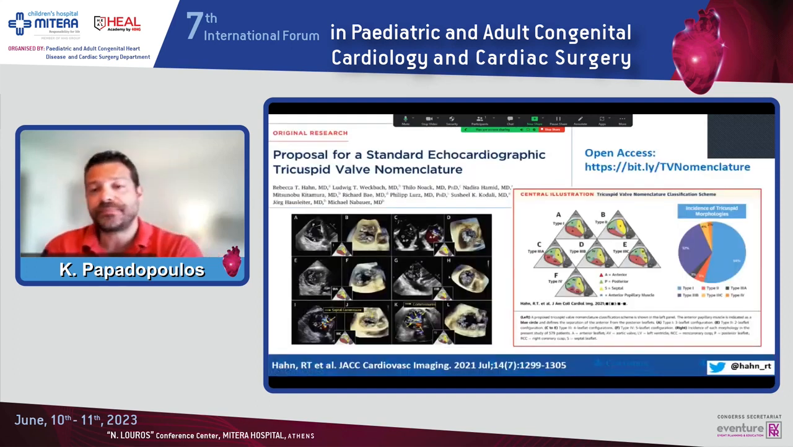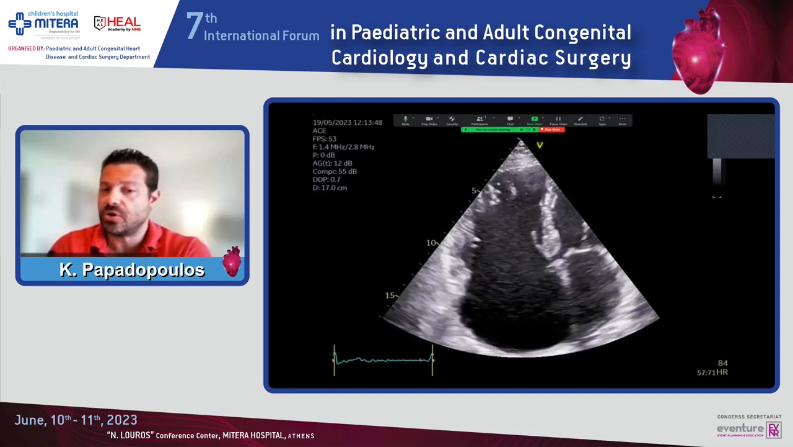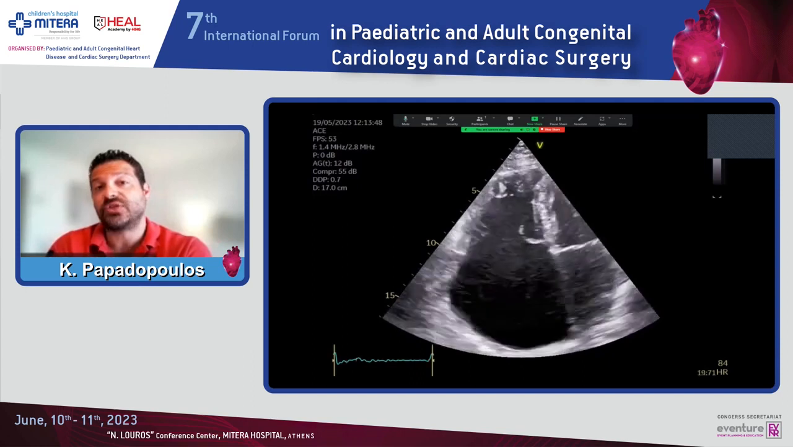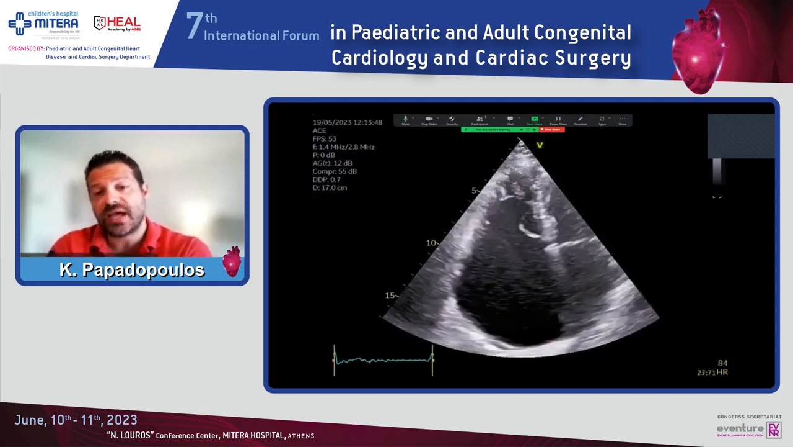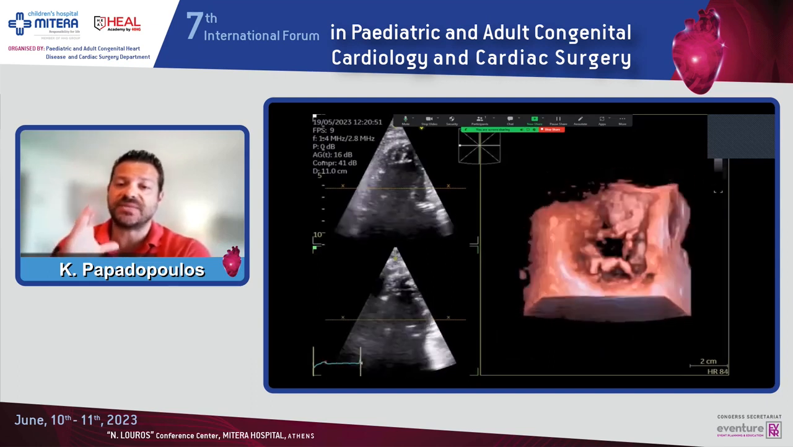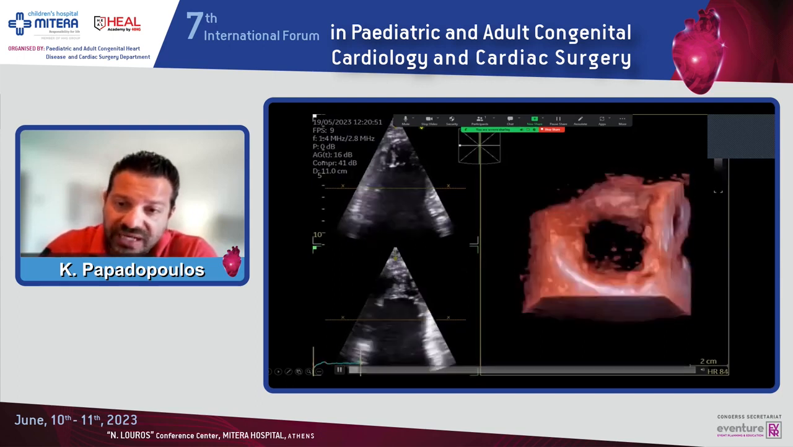But now with 3D, we understand that we might not have only 3 leaflets, but we might have even 4 or 5 or even 6 leaflets. Like this patient that came a few weeks ago, you can see that there is no coaptation between the leaflets in this 4-chamber view. We have torrential TR, of course, a huge right atrium. And with 3D, we can appreciate that this is a tricuspid valve with 4 leaflets.